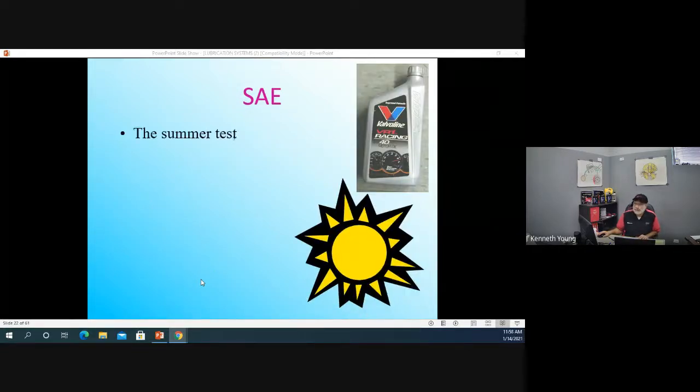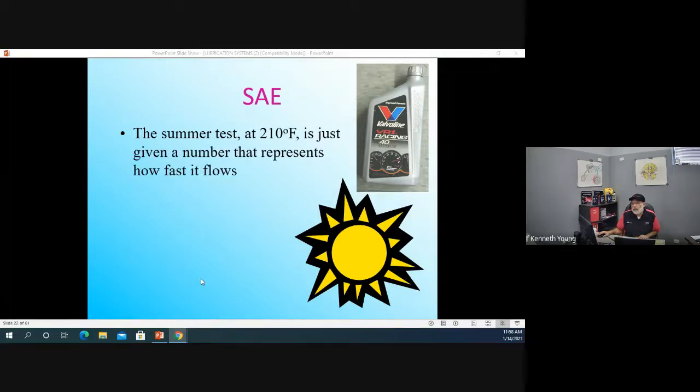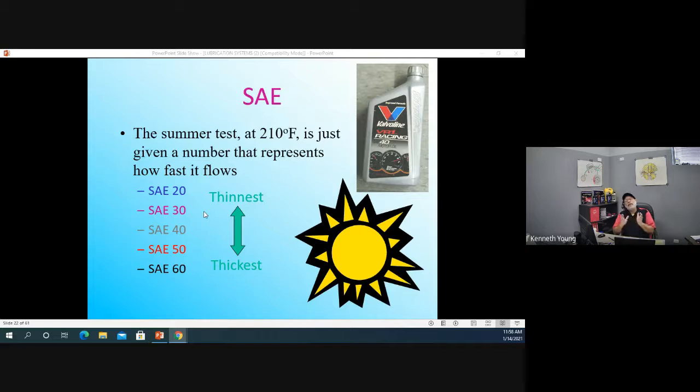All right, let's go to some heat. If we put heat on the oil, we're basically going to heat this oil up to 210 degrees and see what it flows at. And then it gets that summer number. So if you look at it, 20 can be a winter grade and a summer grade. It's kind of interesting. So a 20 at the end of that bottle represents it was tested at temperature 210 degrees, and it flows at this rate.